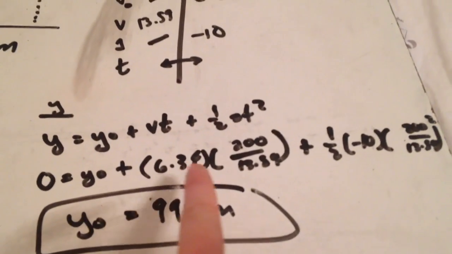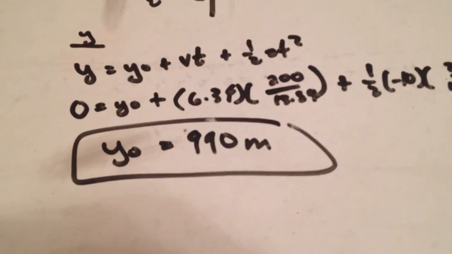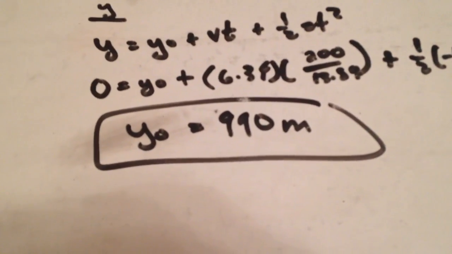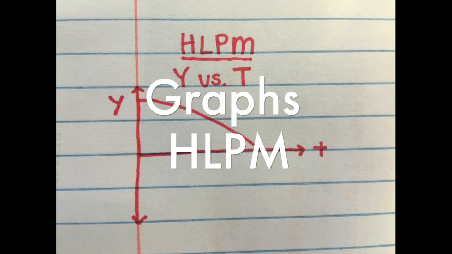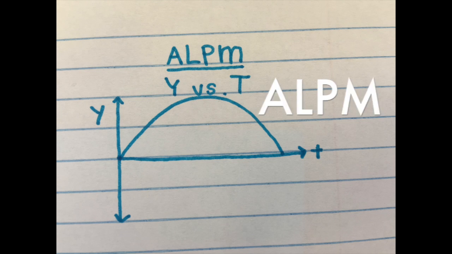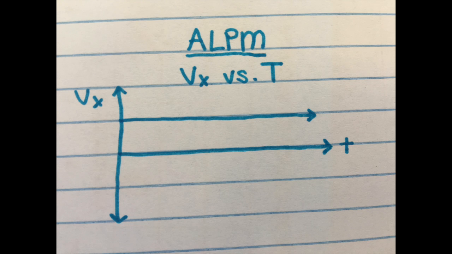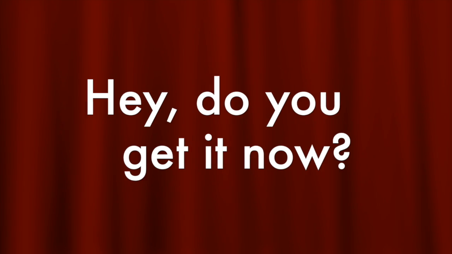Along with our other variables, we just plug and chug from our table to solve for y naught, and we end up with 990 meters for our height, or y naught. Graphs: HLPM, y versus t, Vy versus t; ALPM, y versus t, Vx versus t, x versus t, Vy versus t. Hey, do you get it now?